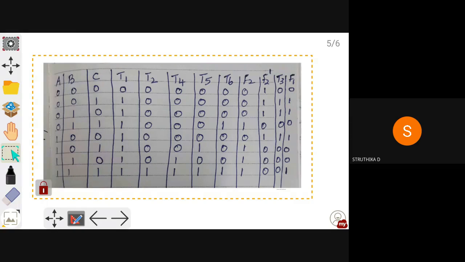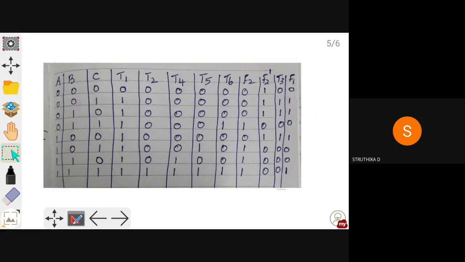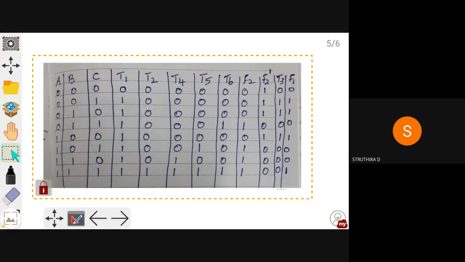Is it clear or not? Yes, ma'am. So if any combinational circuit is given and you are asked to analyze the circuit, you have to obtain the boolean function and you have to obtain the truth table. The truth table you have to obtain directly from the logical diagram. So the truth table must have the outputs of all the gates. From that, step by step, you have to obtain F1 and F2, whatever outputs there are.